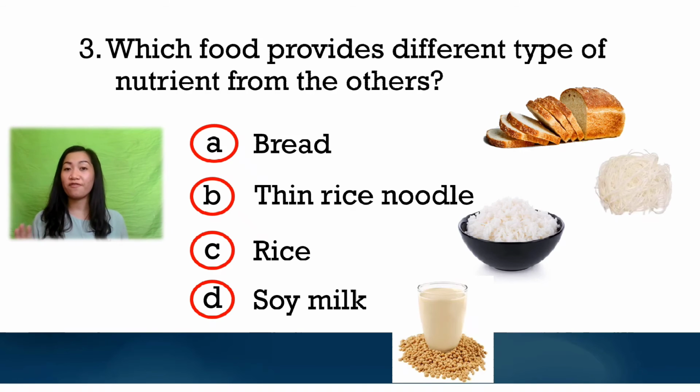Again, which food provides a different type of nutrient from the others? Is it the bread? Is it the thin rice noodle? Is it the rice? Or is it the soy milk? Okay, very good. Now, if you're ready, let's go to question number 4.